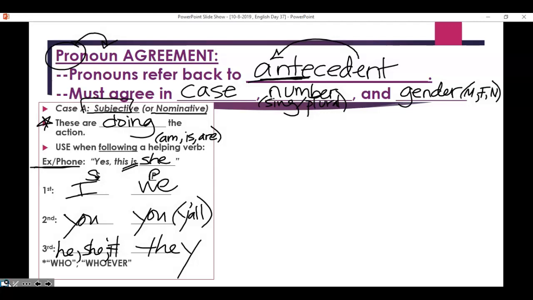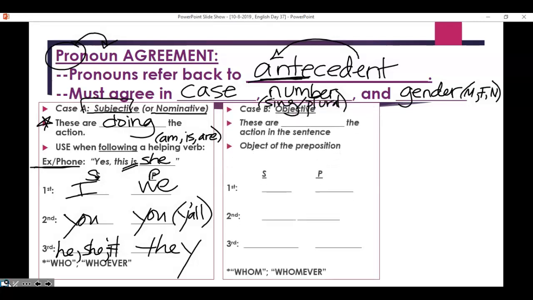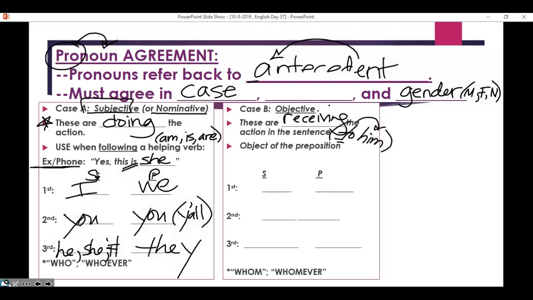Subject case pronouns have to be used if they're doing the action in the sentence. Objective case pronouns or object pronouns are if it's receiving the action in the sentence. So if something's happening to it, you'd use an object case pronoun. So you'd say like to him, not to he. To him is perfectly fine. It's happening to him. The object of a preposition is if you said like between you and me, and that's fine, you'd say me instead of I.